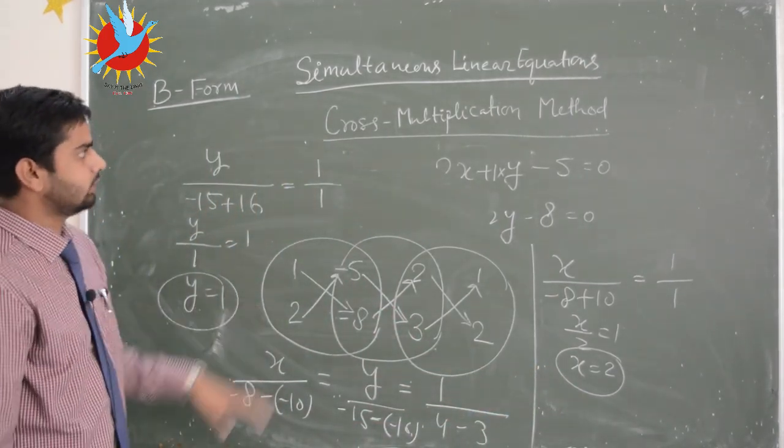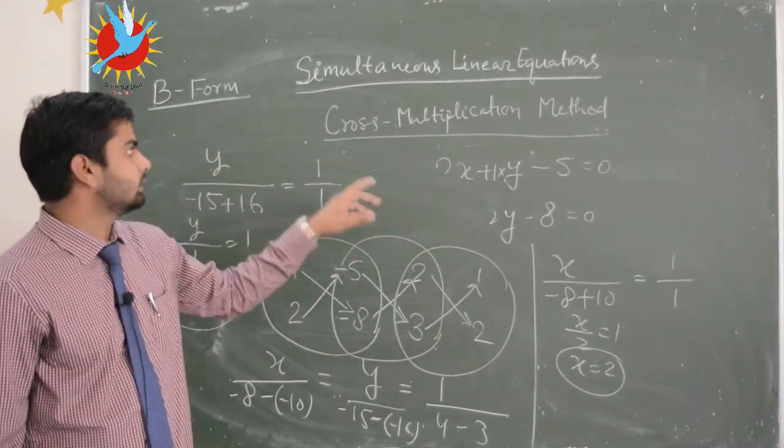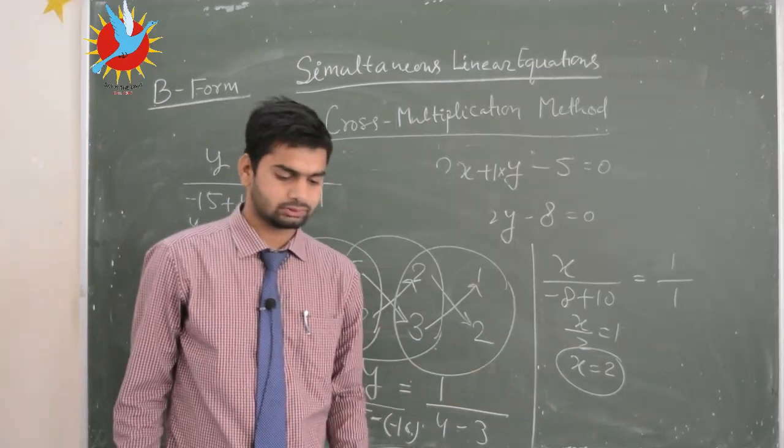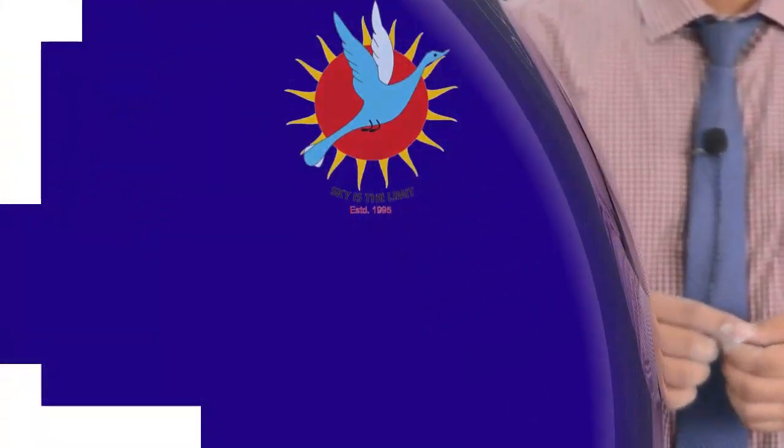So this was the method where we solved simultaneous linear equations in two variables by the cross multiplication method. Next you have to try some questions from your standard books.